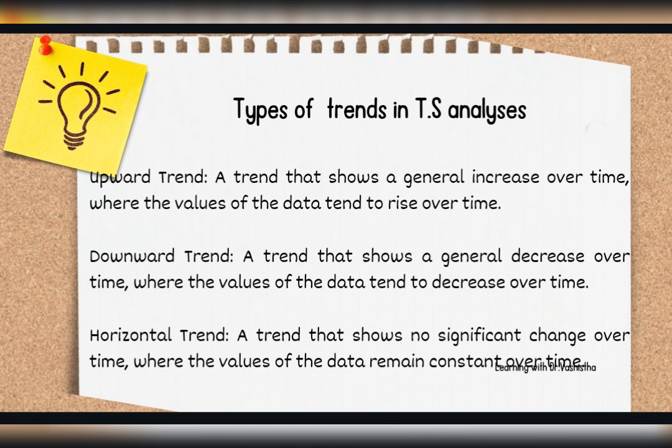Now there are a few types of this trend component, like the upward trend, which shows a general increase in the data over a period of time, because the value of the data will tend to rise over time. Whereas the other is the downward trend, which shows a general decrease over time, where the data will tend to decrease. The horizontal trend shows no significant change, so it's a flat trend. That's why the name is horizontal trend, because here the value of data remains constant.